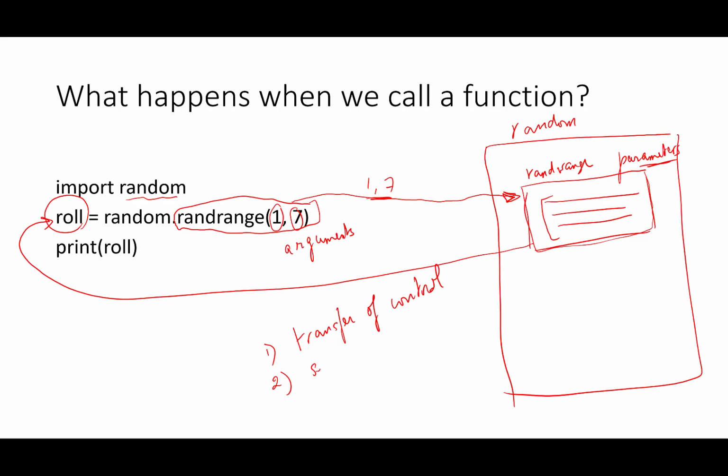So we can send values to the function, and once the function is done executing, it has the ability to send us back some value. So the function returns some value.